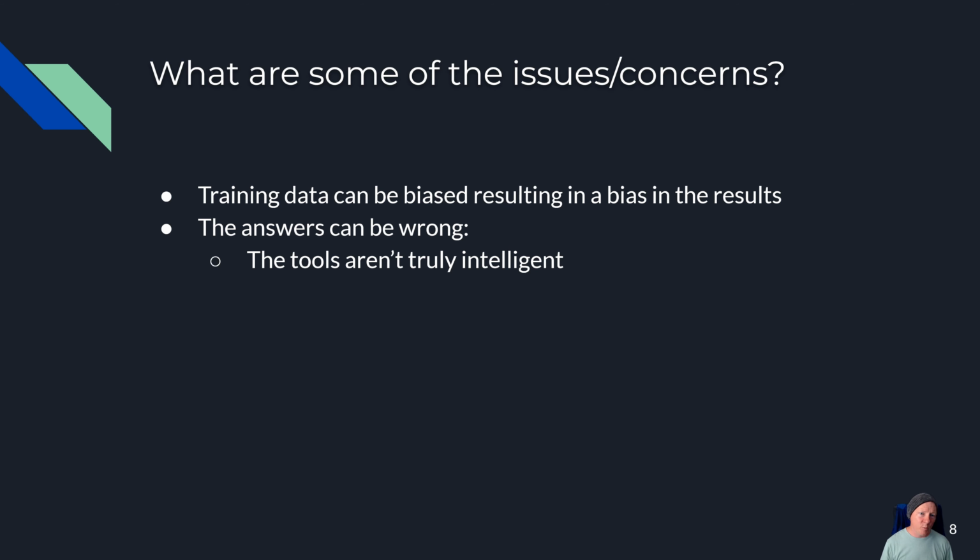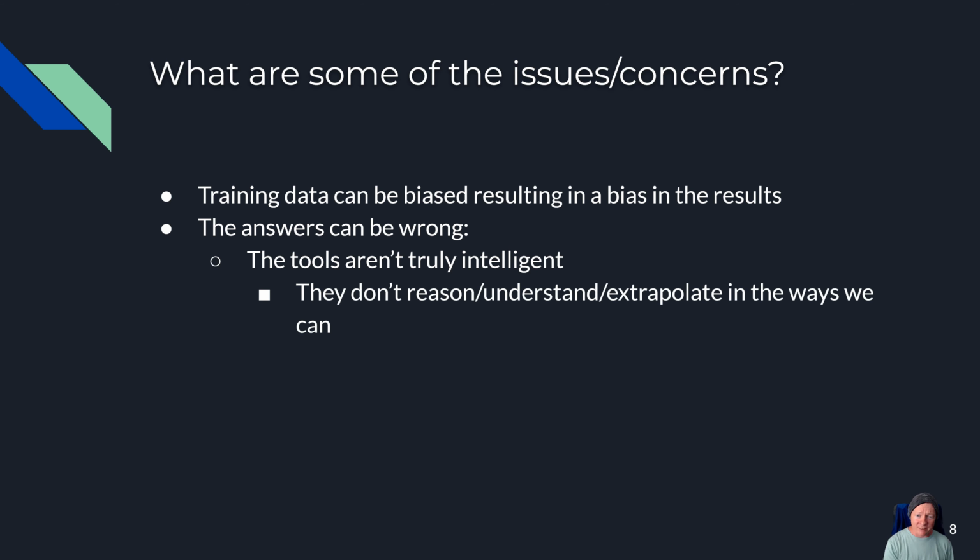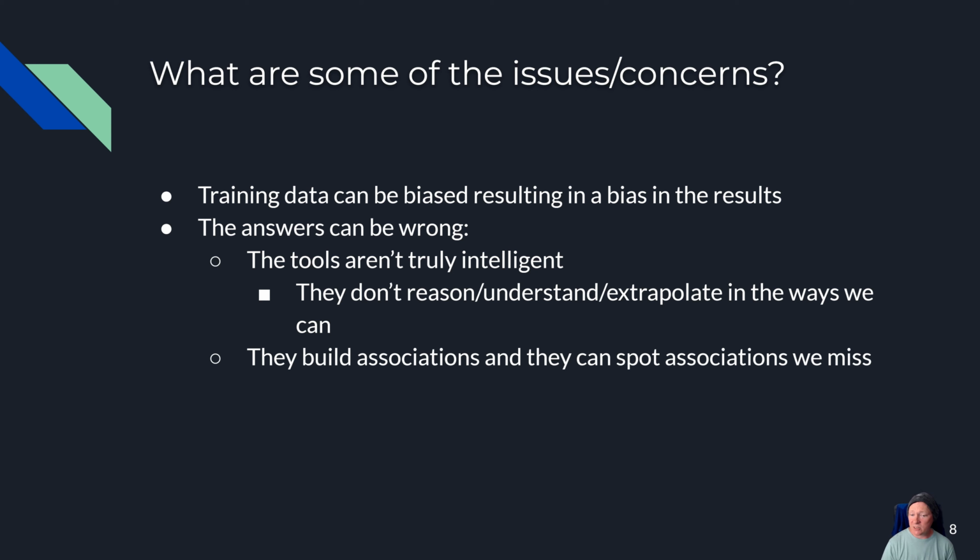And it's not, because they don't reason, they don't understand, they don't extrapolate information in the ways that we can, and with the nuance and the complexity that we can. They don't even do it with the nuance and complexity of most animals. There's a lot of intelligence and a lot of ability to reason that animals have that these AIs aren't even at that level yet. So it's important to understand that they're not as clever as we tend to think they are. They build associations, but they can spot associations that we miss.